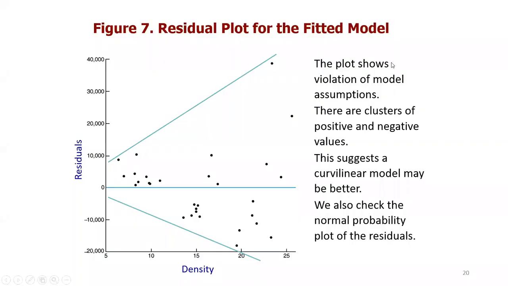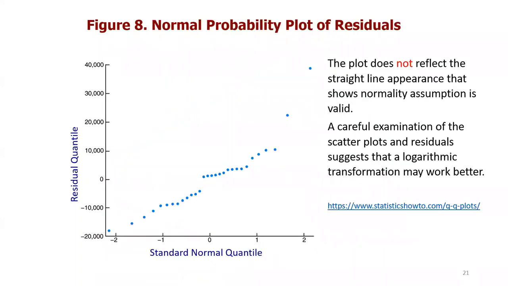Okay, so the plot of the residuals says that there's a problem with the residuals. There's a problem with the constant variance. So what we do next is the QQ plot, or the normal probability plot of the residuals. So what is this plot? This is also called the QQ plot, right? So how do we plot this?